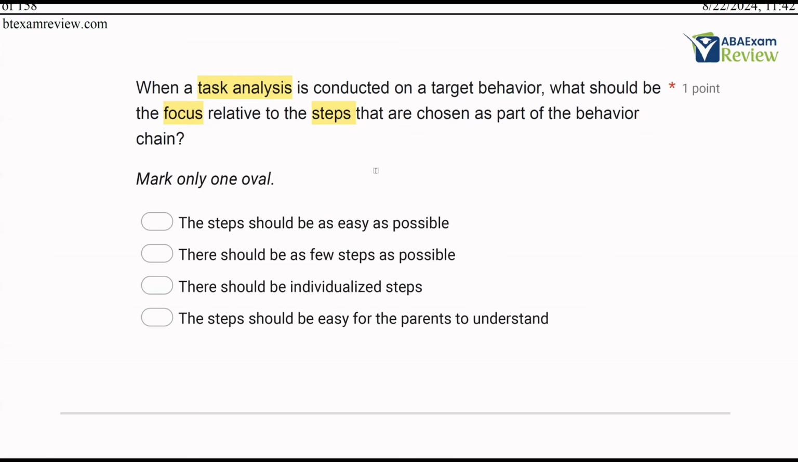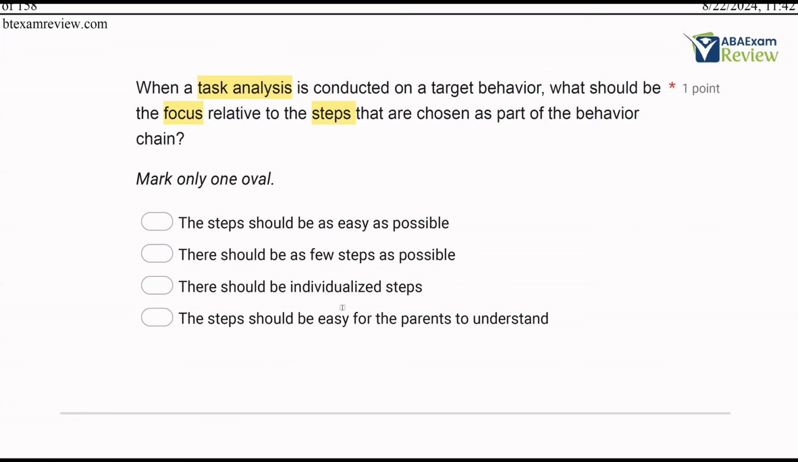A, the steps should be as easy as possible. Now, the steps should be appropriate for your client, but they shouldn't just be as easy as possible, because that might not accomplish our goal. Remember, we're always trying to accomplish our goal. B, there should be as few steps as possible. Again, that's going to be client dependent. It wouldn't make sense to teach hand washing with 2 steps if that's not going to achieve our goal.